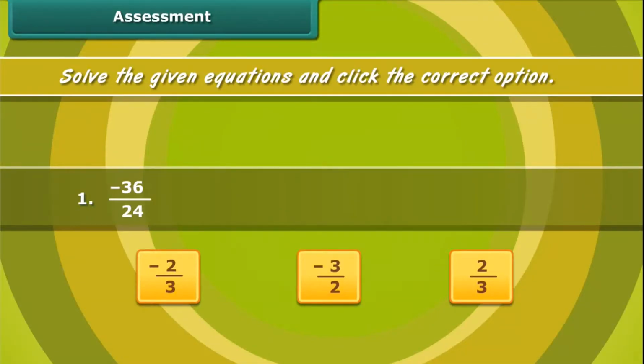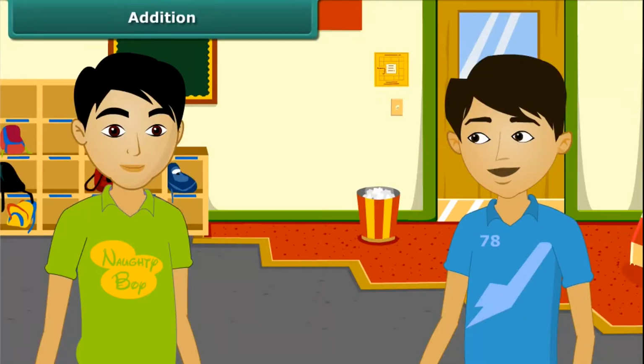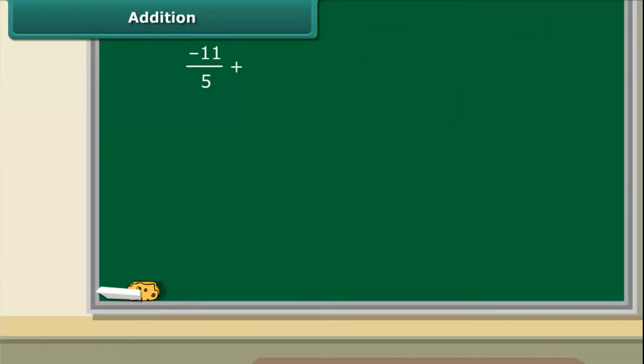Solve the given equations and click the correct option. Can we add the rational numbers? Yes. If the denominators of the rational numbers are same, then we just add the numerators. For example, minus 11 by 5 plus 7 by 5 is equal to minus 11 plus 7 by 5, which is equal to minus 4 by 5.